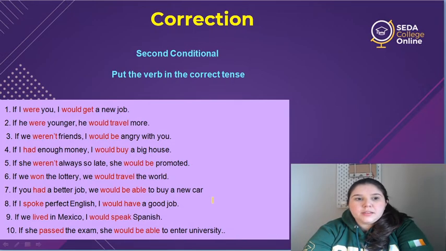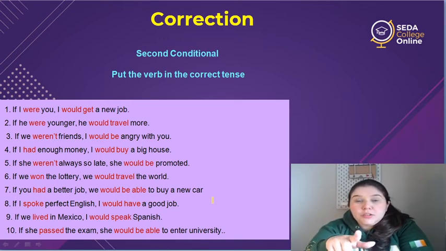Let's see. Number 1, if I were you, I would get a new job. So remember that I told you when using the verb be in the past here, we can use were for all of the subjects, okay? So if I were you, I would get a new job. So it's an impossible situation in the present because it can't be you.